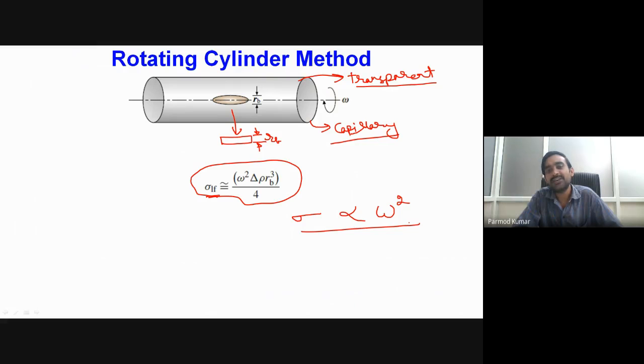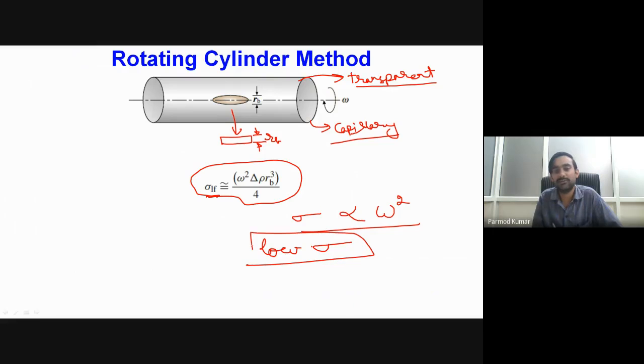So what happens if we go for very high angular velocities? In that case, we will have unstable vibrations in our capillary. Because of that, this method is preferred for measuring the surface tension of liquids which have a low value of surface tension. If we go for measurement of high surface tension, as it is directly related to the square of the angular velocity, we will need very large angular velocities at which it will be difficult to stabilize the capillary.